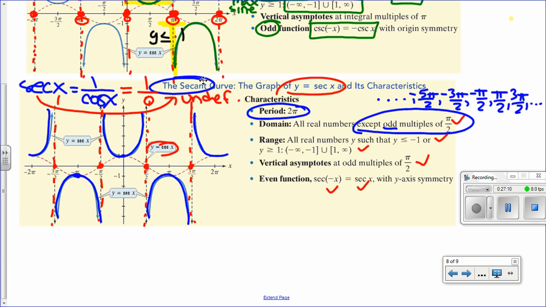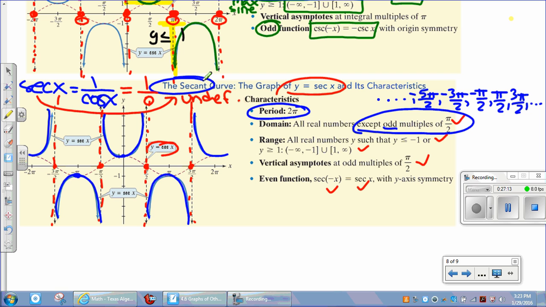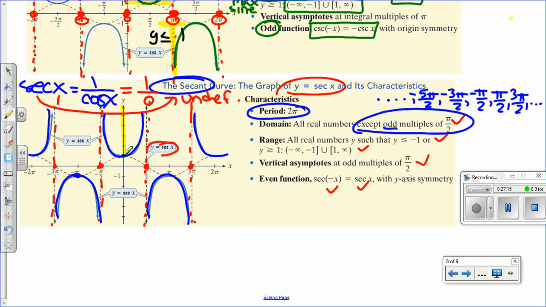For the range, remember, we're talking about the y values. So the y values will be anything that is greater or equal to 1, or anything that is less than or equal to negative 1. So they're going to be pretty much everything except for those numbers that are in between here and here. And now, just like the cosine function is an even function, the secant function will also be even. And you can tell here that it is symmetric with respect to the y-axis.